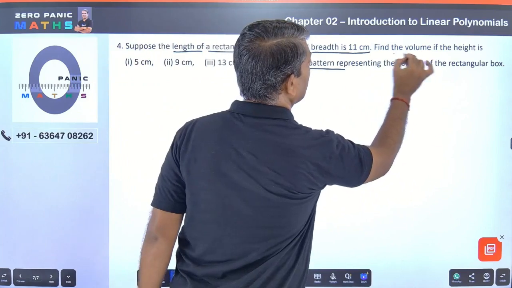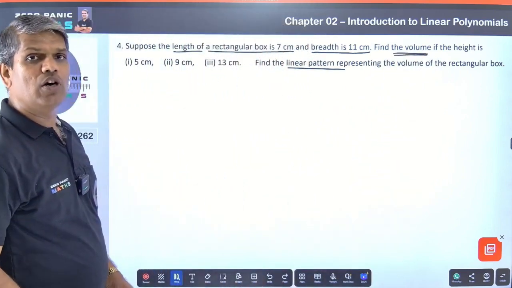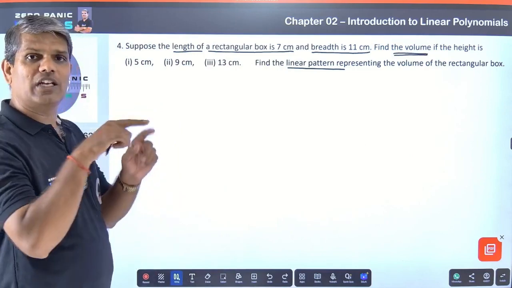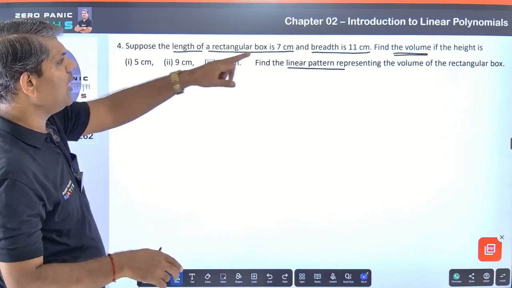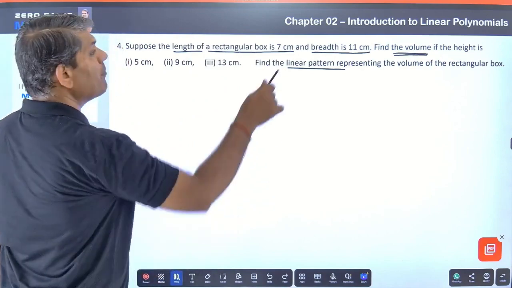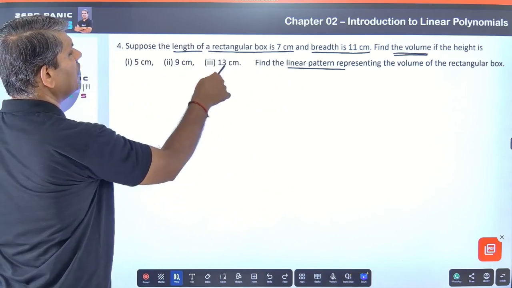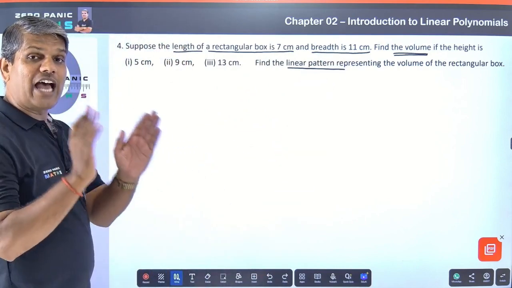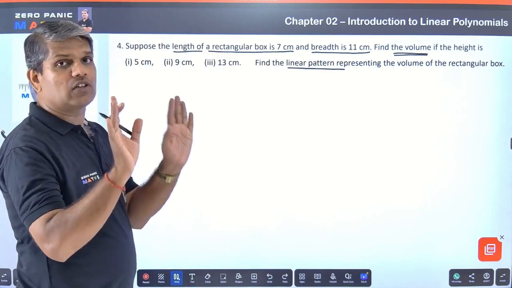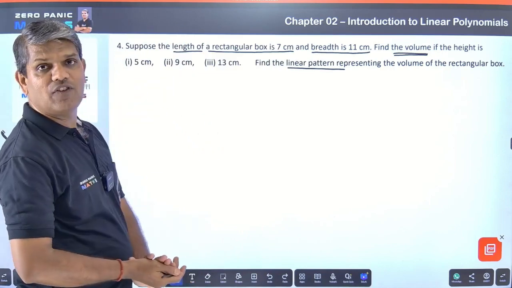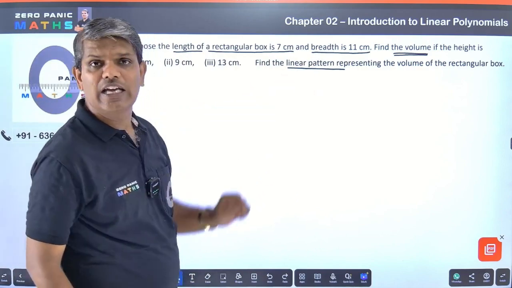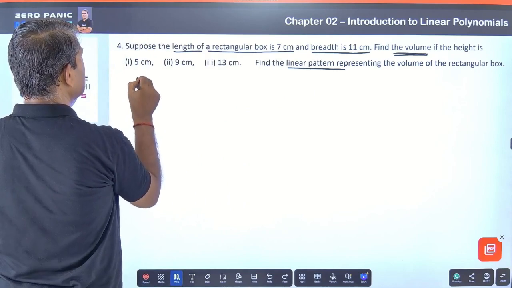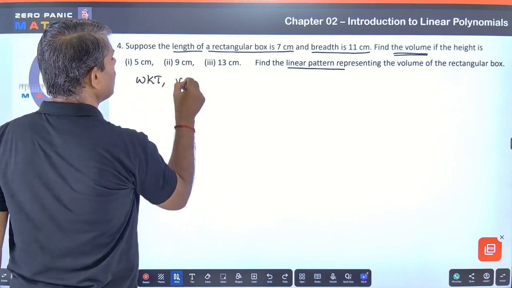Find the volume. We know that volume of the rectangle is all the dimensions multiplied: length, breadth, and height. If you multiply length into breadth into height, you get the volume. But height in every problem is different, keeping the length 7 centimeter and breadth 11 centimeter constant. So the multiplication of length into breadth is constant, only the height is getting differed. Based on that we need to identify the linear pattern. You understood this, right?